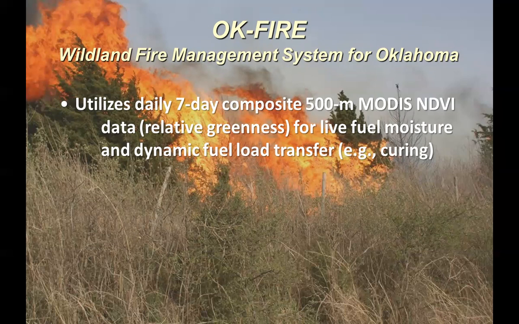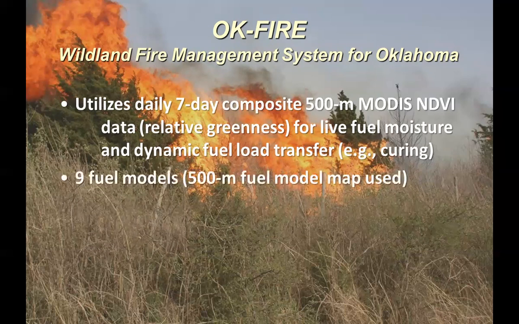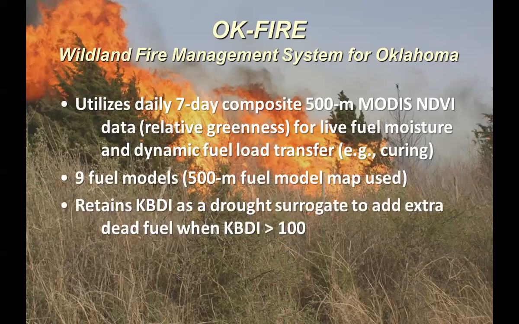So basically in our system, relative greenness is the same as the GSI in the new NFDRS 2016. They both serve the same purposes, whereas we use satellite information for that. We have 9 fuel models in our current system. Again, 500-meter resolution. We use a standard fuel model map for our map products. We also retain KBDI as a drought surrogate to add extra dead fuel.